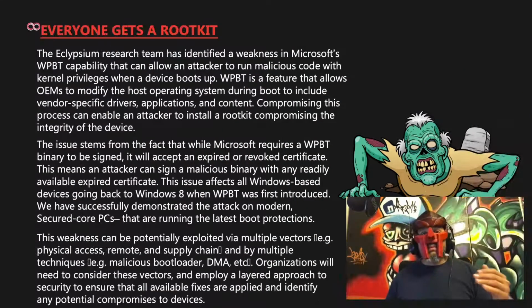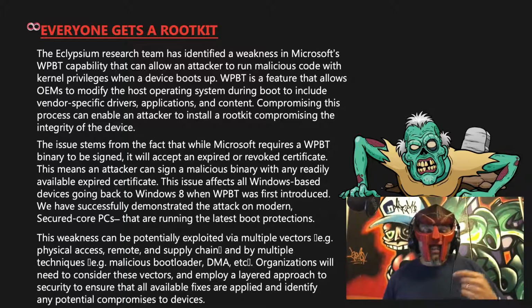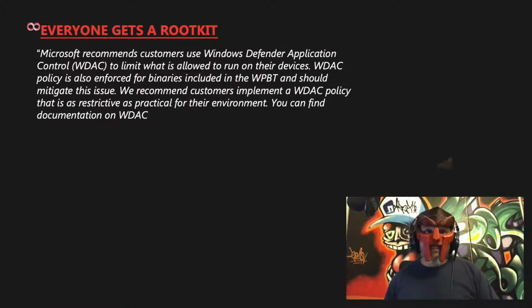This weakness can be potentially exploited via multiple vectors, like physical access, remotely, and supply chain, and by multiple techniques, like malicious bootloaders or DMA, etc. Organizations will need to consider these vectors and employ a layered approach to security to ensure that all available fixes are applied and identify any potential compromises to devices.